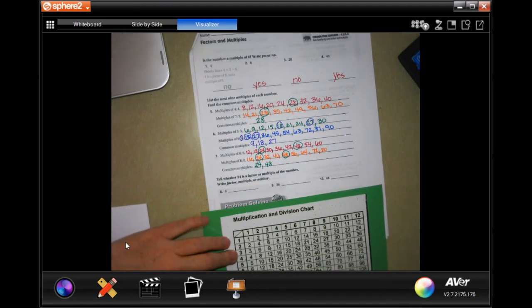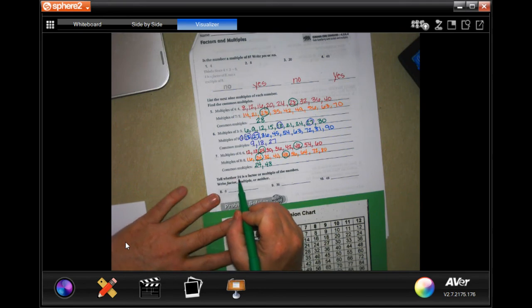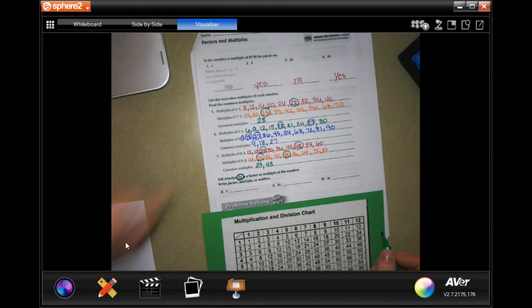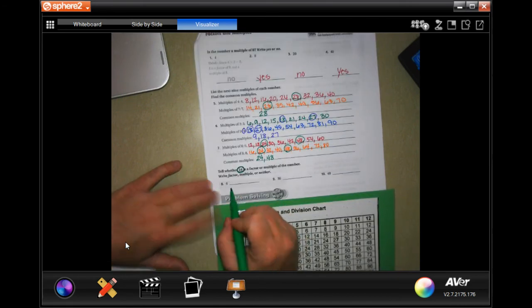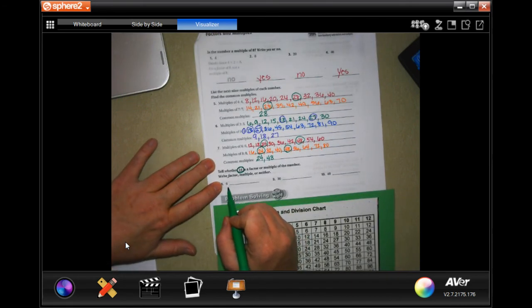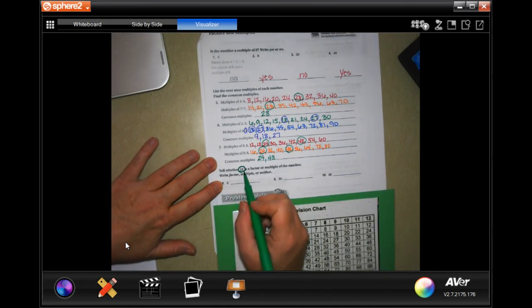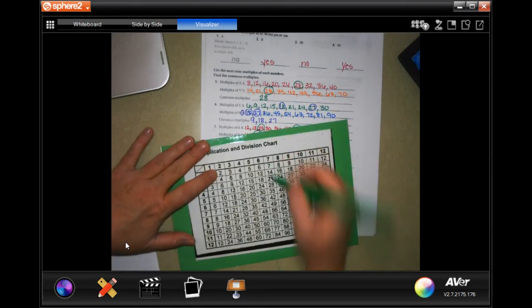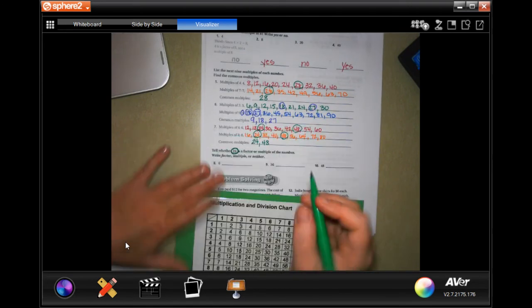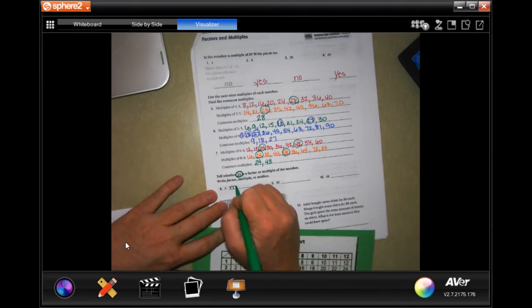All right. So the number they're giving us is 24. Is it a factor or a multiple of the number or neither? Okay? All right. So obviously, 6 is not a multiple of 24 because I can't multiply 24 by anything and get 6, okay? But I can multiply 6 and get to 24. So, multiple.